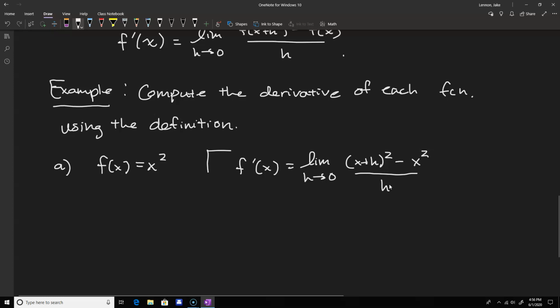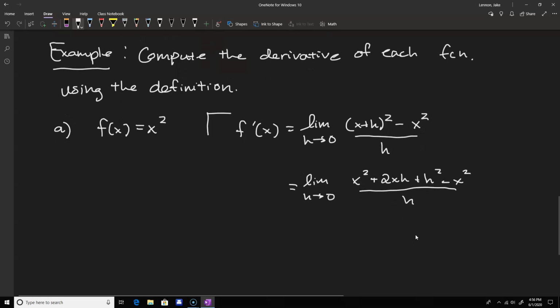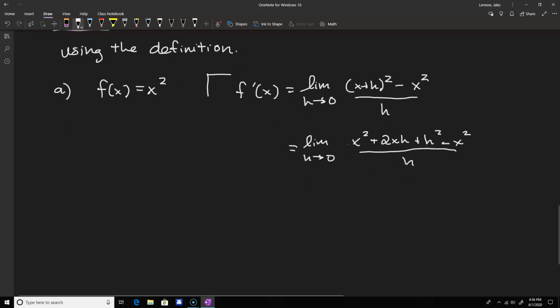So what we need to do is expand and collect and hopefully factor. So this is the limit as h goes to 0 of x squared plus 2xh plus h squared minus x squared over h. And remember, you want to write down a limit so long as there are still h's in the problem. So both of these x squareds are going to cancel out, and we end up with a limit as h goes to 0. The two remaining terms in the top both have an h, so we can factor that h out, and we get 2x plus h over h.